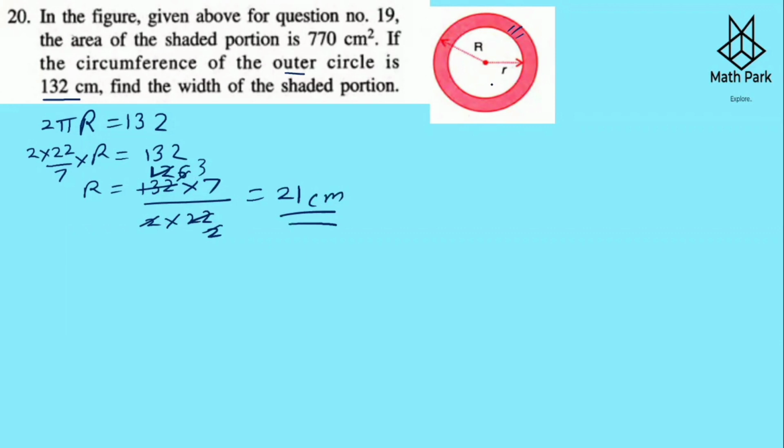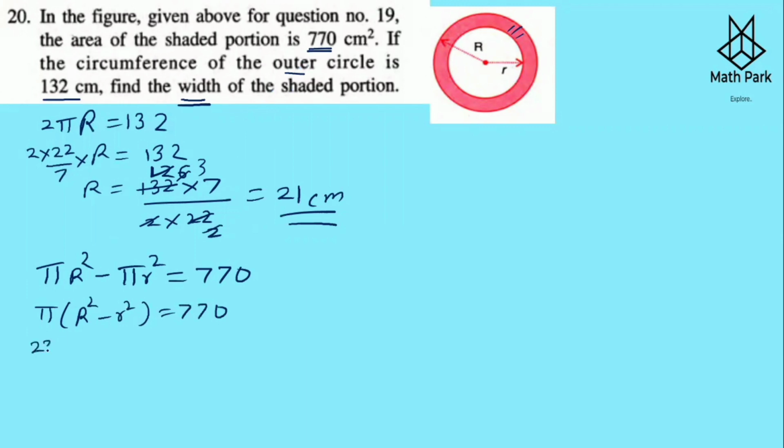Now, if we are able to find the radius of the inner circle, the difference between the radii is nothing but the width of the shaded portion. You are given the area of the shaded portion is 770 centimeter square, which is the area of the outer circle minus the area of the inner circle. Let us take pi common. So we have R square minus r square is equal to 770. So this is 22 by 7 into 21 square minus r square is 770.